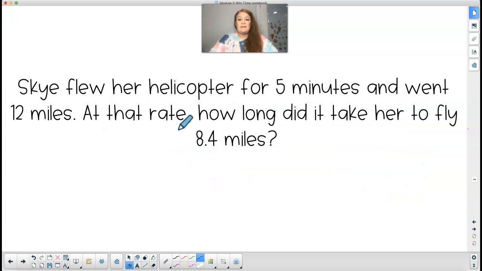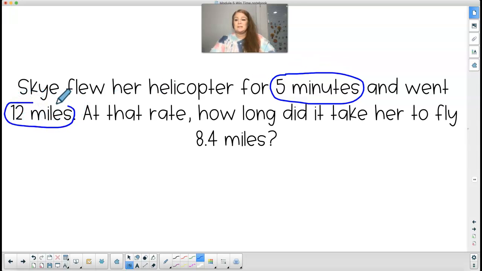Number 2 says Sky flew her helicopter for 5 minutes and went 12 miles. At that rate, how long did it take her to fly 8.4 miles? So step 1, circle any numbers and labels you see. So I can see 5 minutes for 12 miles. At that rate, how long will it take to fly 8.4 miles?